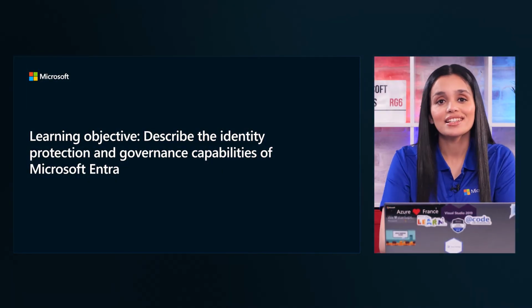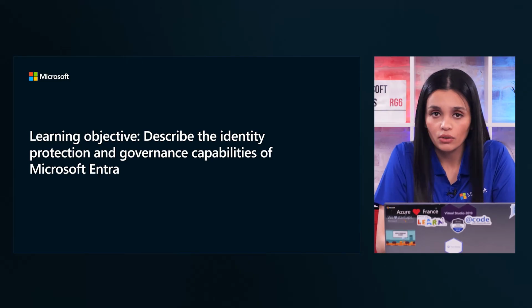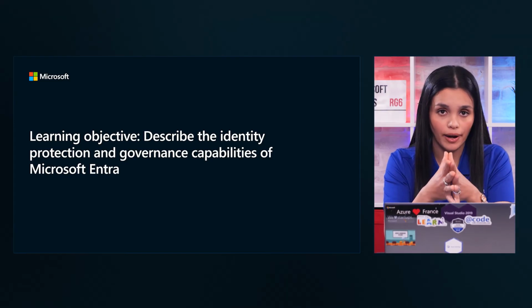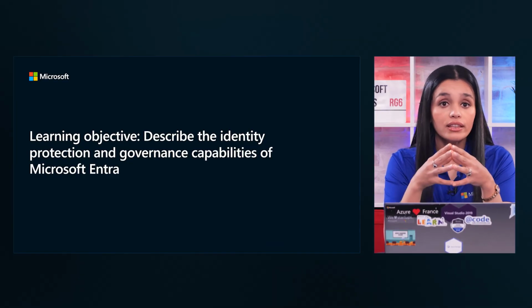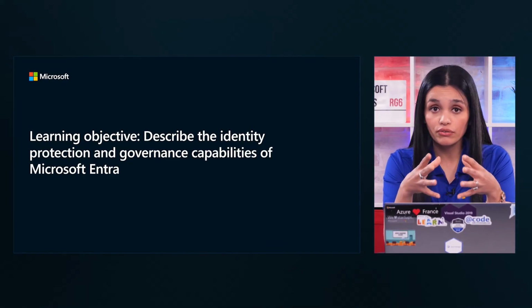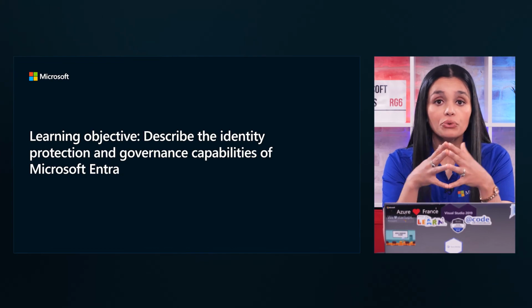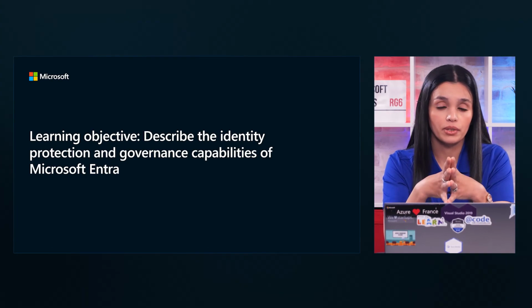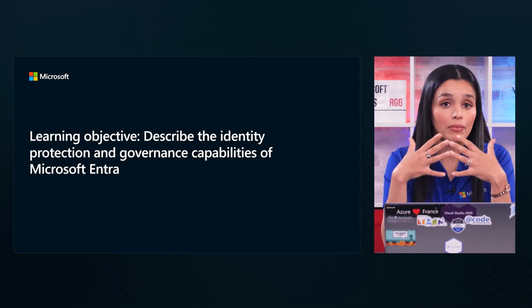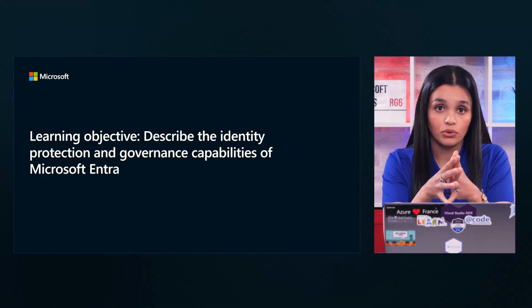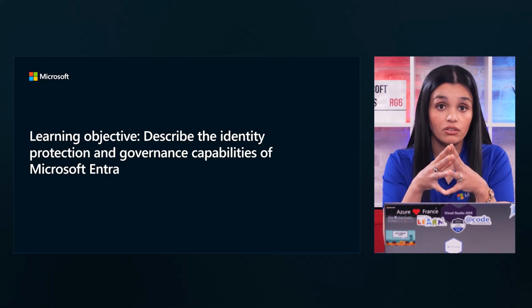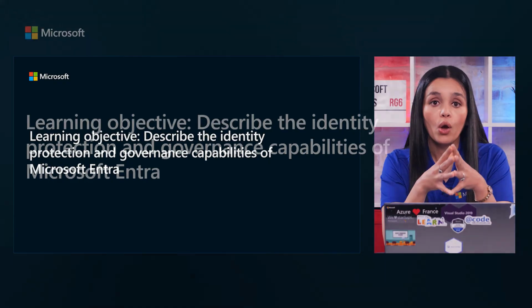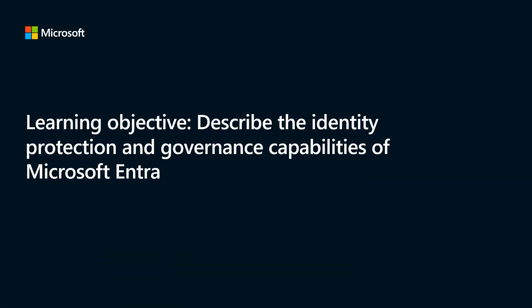All right, lesson 4. In this lesson, we are going to talk about identity protection and governance capabilities in Microsoft Entra. Within this lesson, we'll talk about identity governance in Microsoft Entra, and we'll be talking about what access reviews and privileged identity management are. And we will talk about the capabilities of Microsoft Entra Identity Protection and permission management. And finally, we will talk about the Microsoft Entra integration with Microsoft Security Copilot.